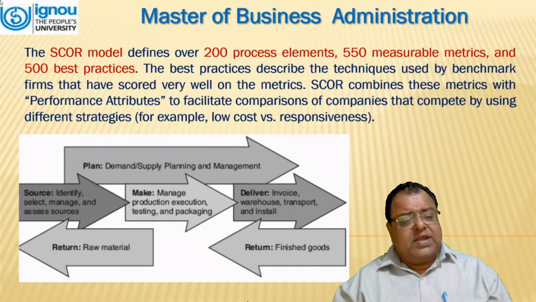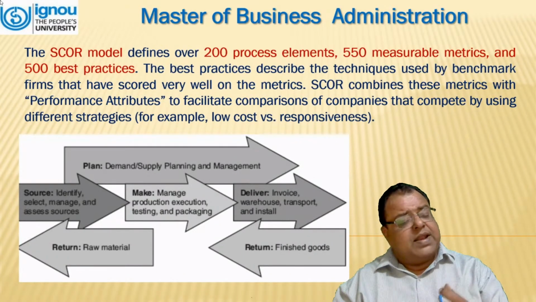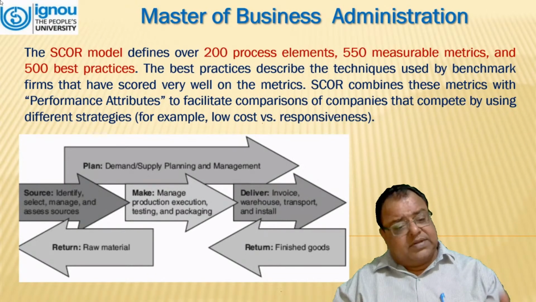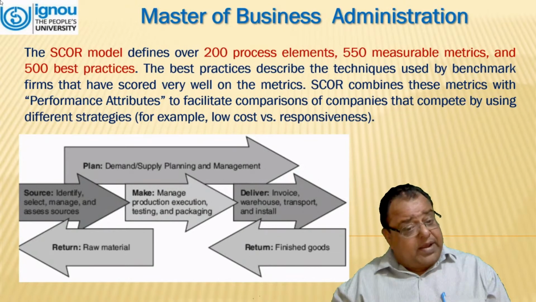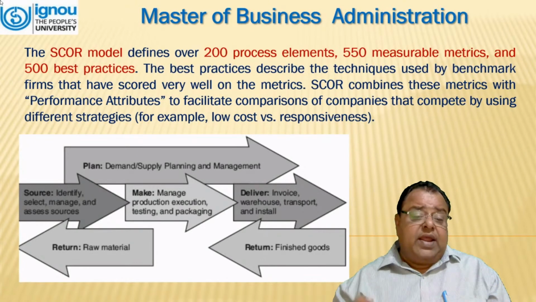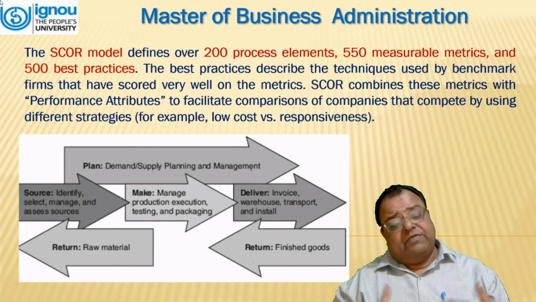We can see over here in this diagram, if we talk about plan, that is demand, supply, planning, and management. We are moving from left to right. That means the other one is source. Then comes your make. Fourth one is deliver. And the fifth one is return. This return is related to both raw material as well as finished goods.